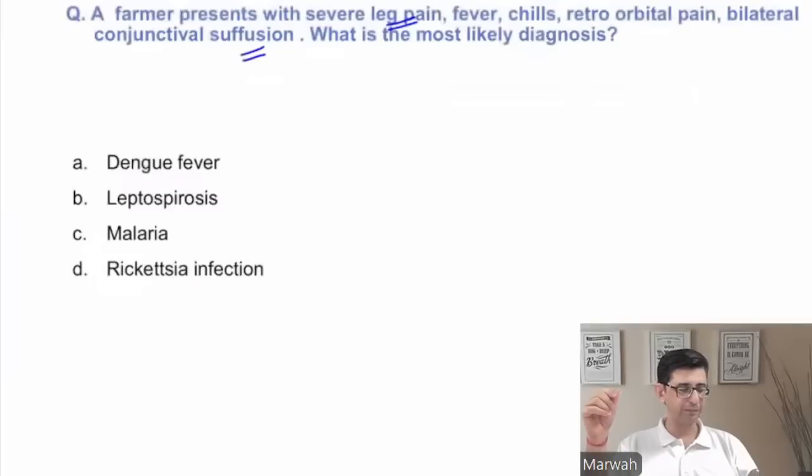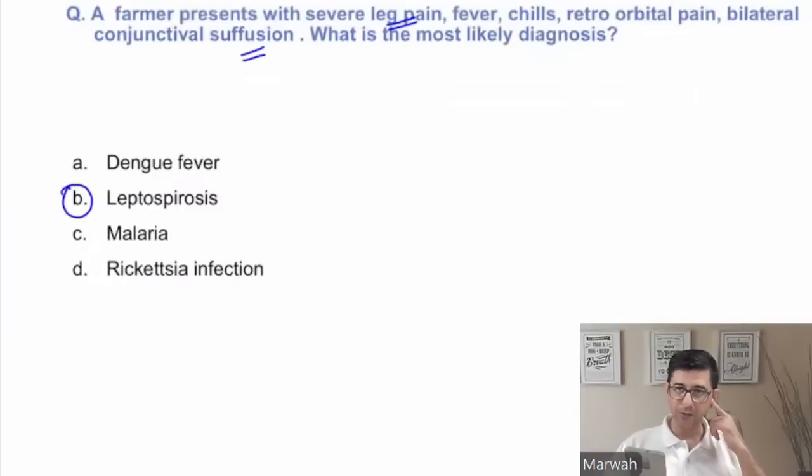Okay, cough pain is there. Conjunctival suffusion would make it leptospirosis. Though a high incidence of errors of diagnosis can be made between the two, these two words in a question are in your face, which give you the diagnosis as leptospirosis.